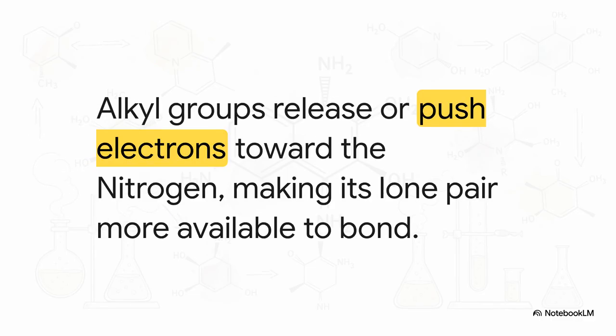First up, we've got something called the inductive effect. I want you to think of those alkyl groups, the carbon chains, as being really helpful little friends. They have this natural tendency to kind of push their electron density towards the nitrogen atom. And what this does is make that lone pair even more negative and even more ready to leap out and grab a proton. So more alkyl groups generally means a stronger base.